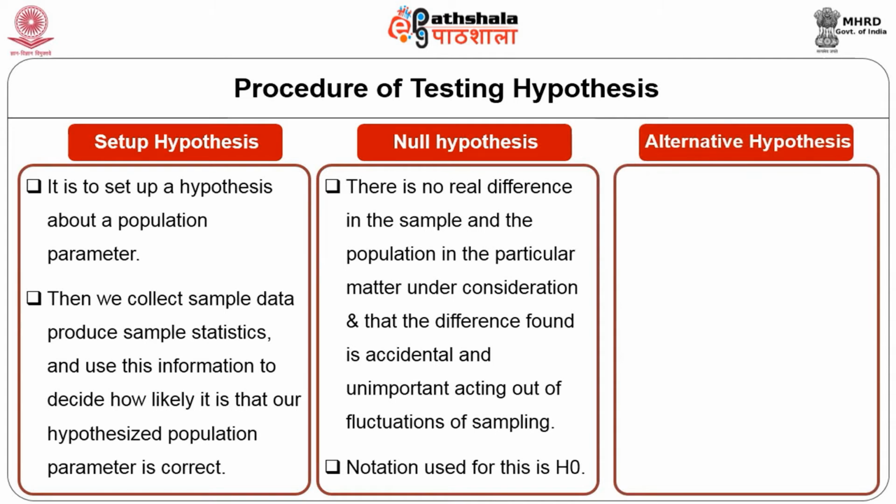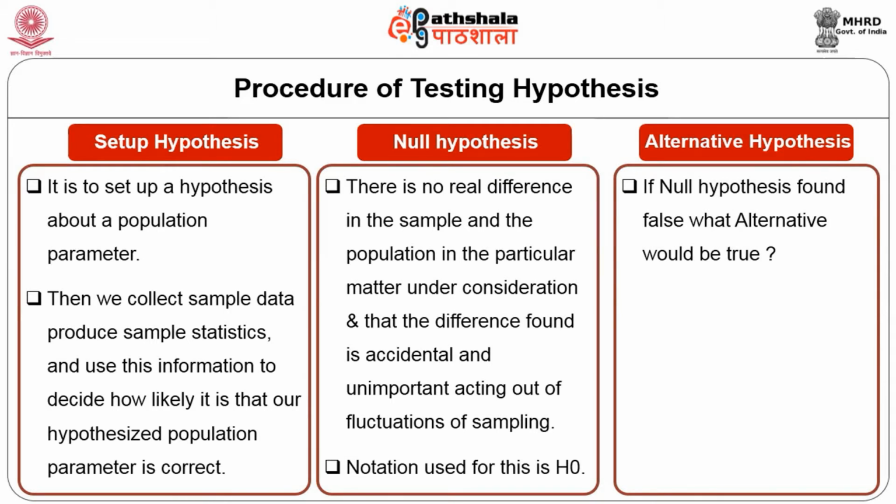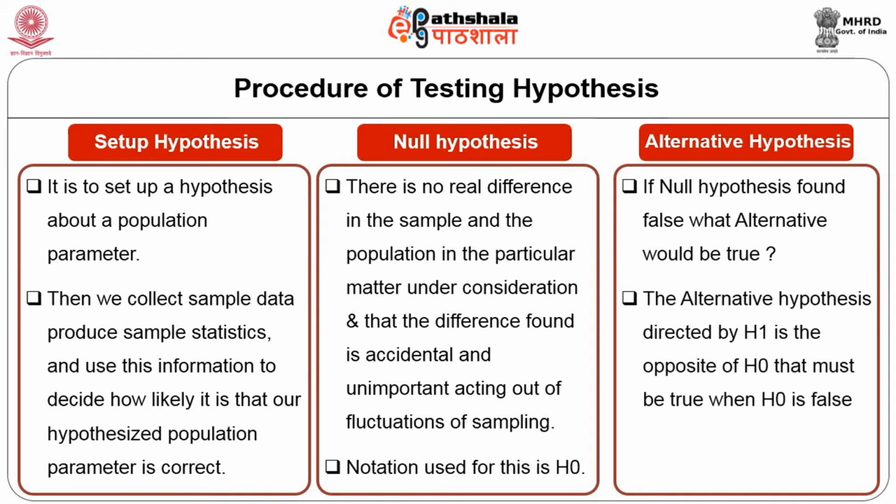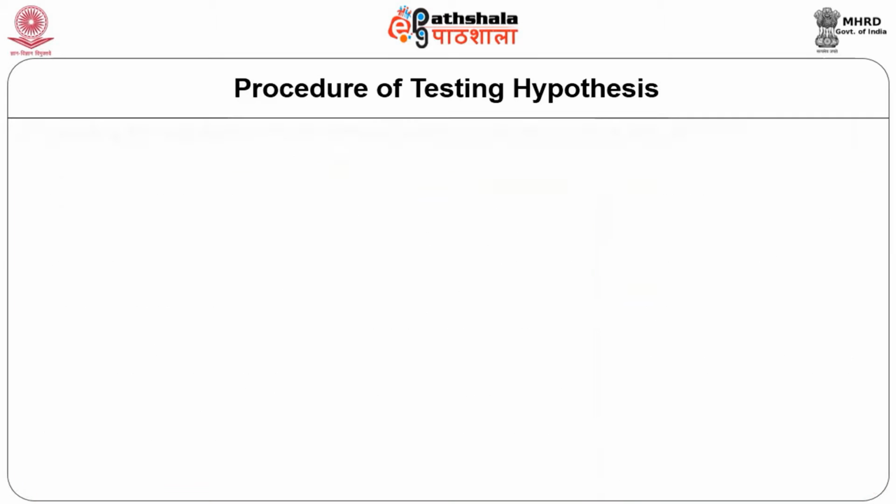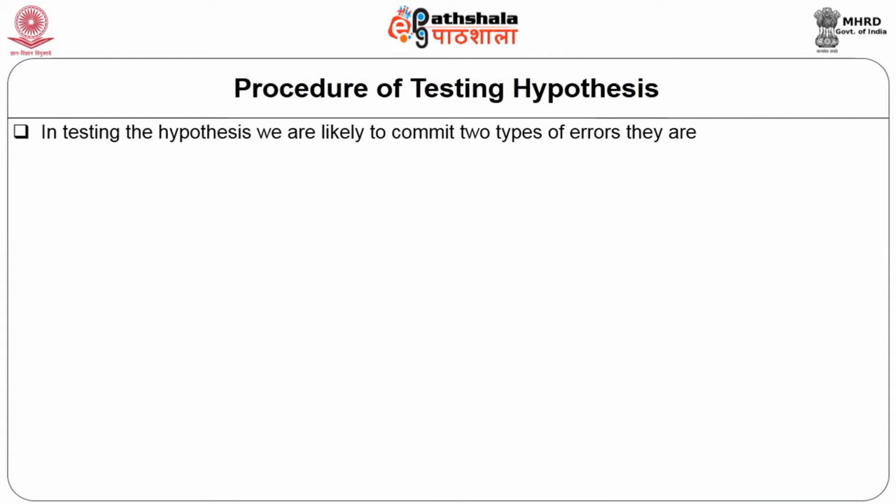And the third one is the alternative hypothesis. If the null hypothesis is found false, what alternative would be true? The alternative hypothesis, denoted by H subscript 1, is the opposite of H0, that must be true when H0 is false. Therefore, in the procedure of testing a hypothesis, you will encounter two types of problems.